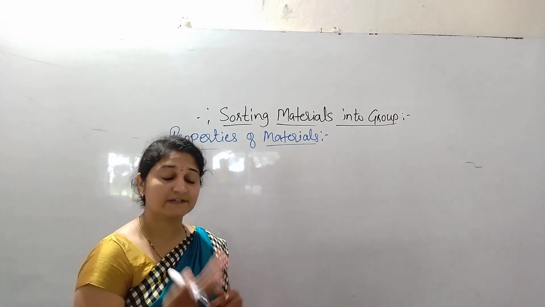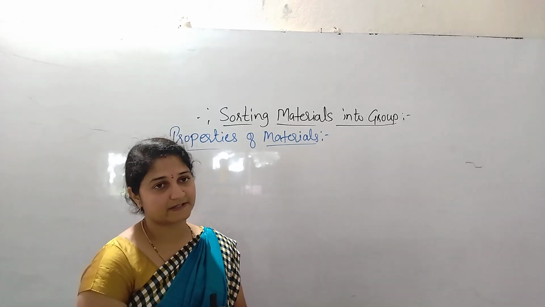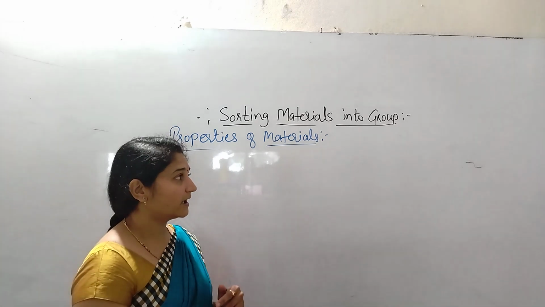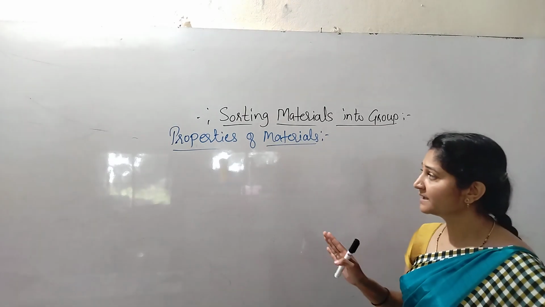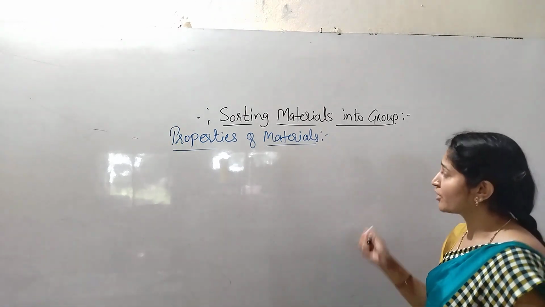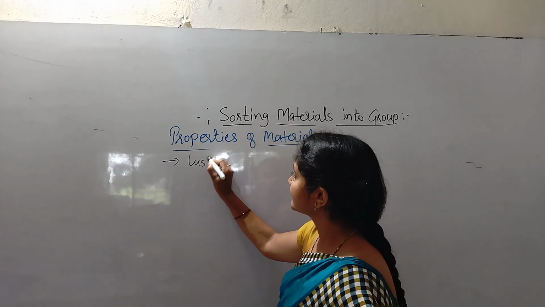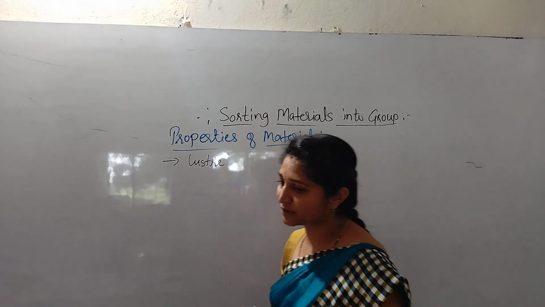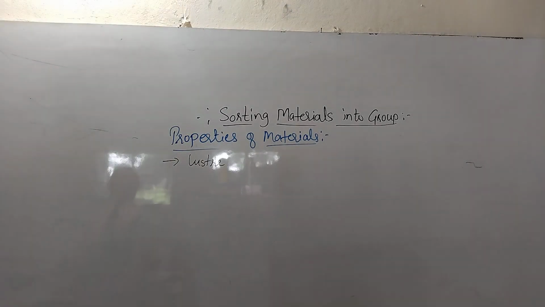Which surface shows the shine? The freshly cut surface. And once it is exposed to air, at that time it becomes dull. So here, in the properties of matter, the first property is luster. Okay, I told you what luster is. Luster is what? Luster or shiny.